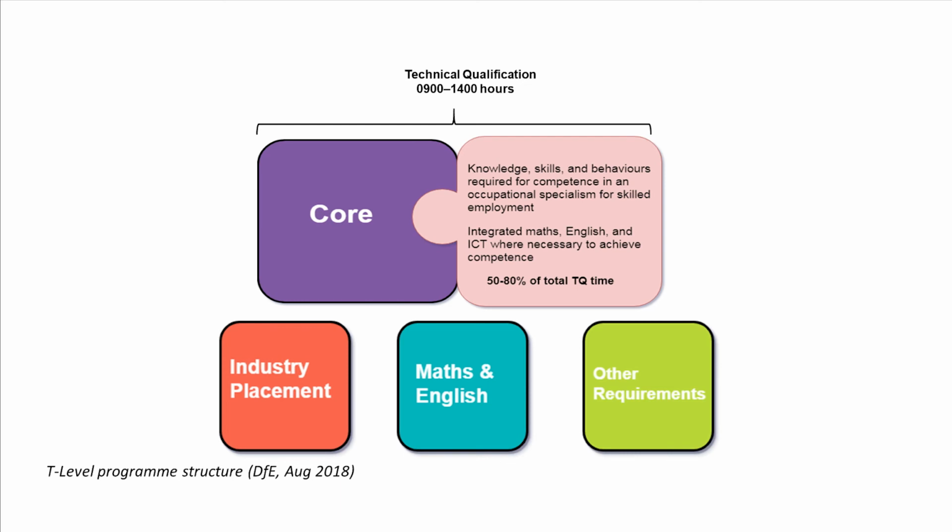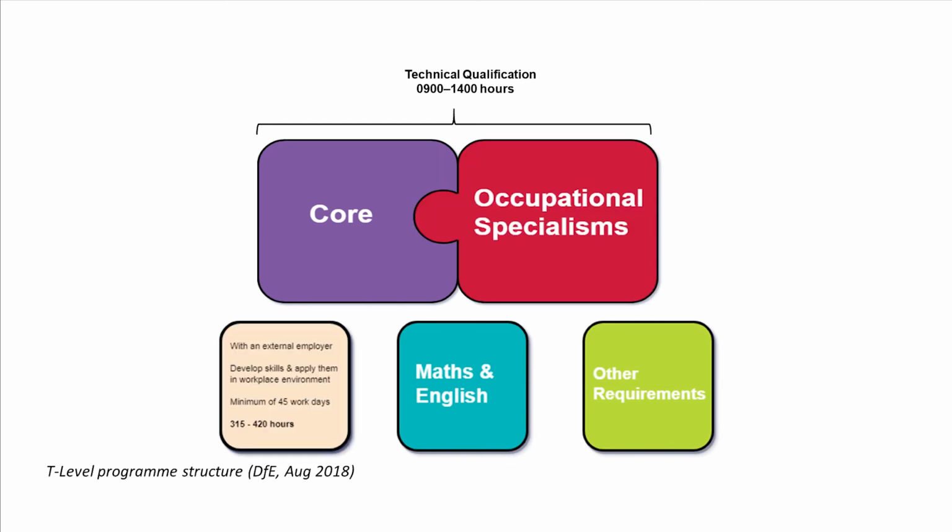In addition to the TQ, students will also need to complete an industry placement. The T-level industry placement must take place with an employer external to the provider. That is to say, outside of the college or institution that are delivering the T-Level qualification. The purpose of the T-Level industry placement is to develop the students' skills in the work environment and give them the opportunity to apply those skills. The industry placement is set at a minimum requirement of 315 hours.